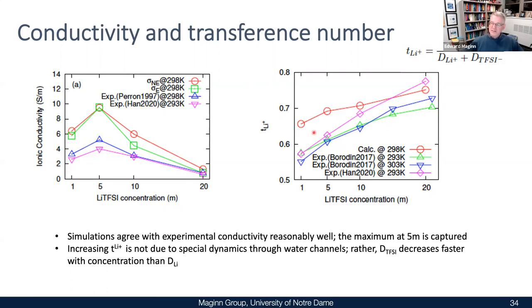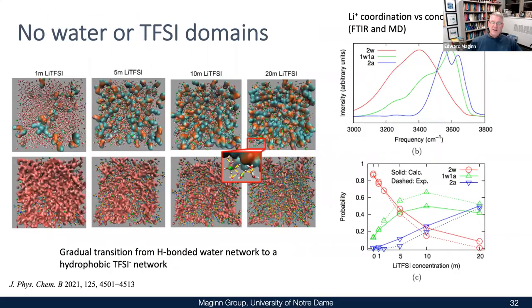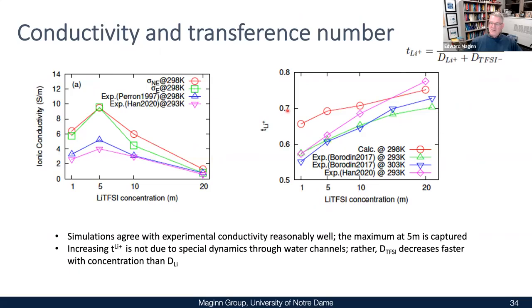That's seen experimentally. It's also seen in our simulations. And we don't need water channels to explain this. We can explain it by the fact that the reason we see an increase in the transference number is that the diffusivity of TFSI drops faster than the diffusivity of lithium. And that's because TFSI is forming a network here and slowing down. The transference number is determined from the ratio of the diffusion of lithium to the sum of the lithium and TFSI diffusivity. If this goes down, by definition, the transference number goes up.